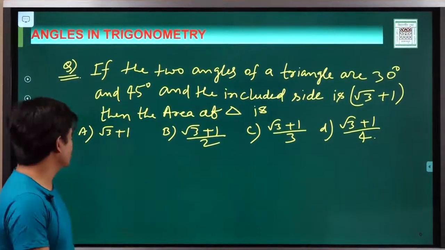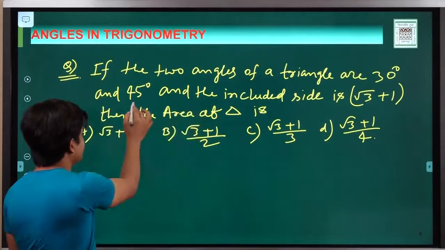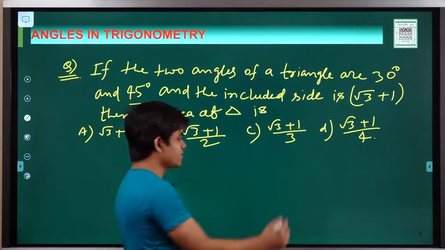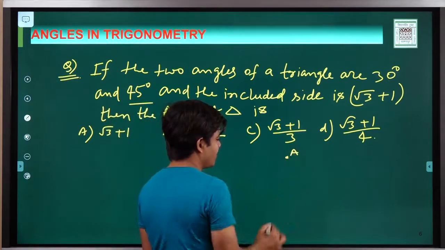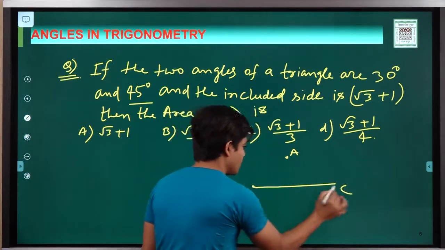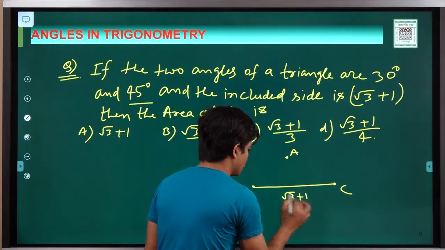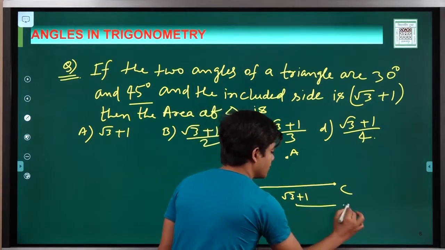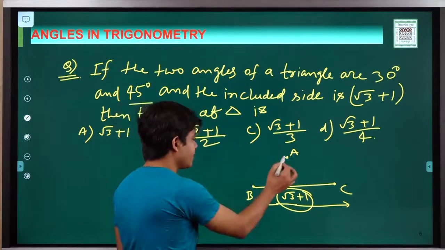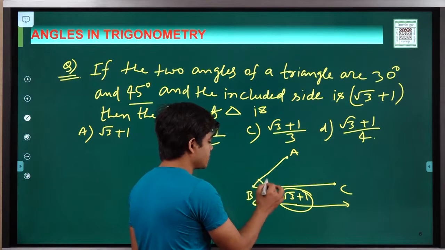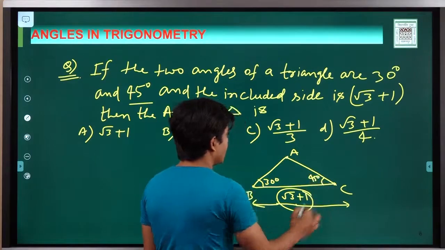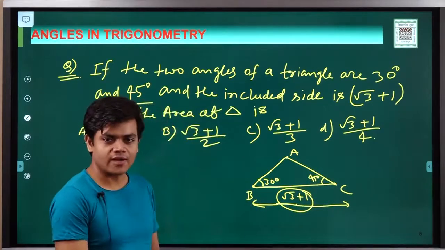In this question we can see, if two angles of a triangle are 30 degree and 45 degree and the included side is root 3 plus 1. What does this mean? Think this is your point A, and let's draw the included side, this BC, whose length is root 3 plus 1. This angle is 30 degree, say, and this angle is 45 degree. Then you have to find the area of this triangle.